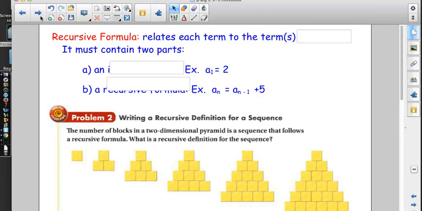So now, recursive formulas. Recursive formulas, those are different. Those are the ones where you have to build up from the bottom up. So these relate each term to the term or terms before it. And it has to contain 2 parts.